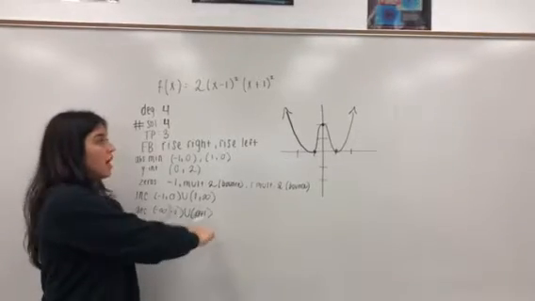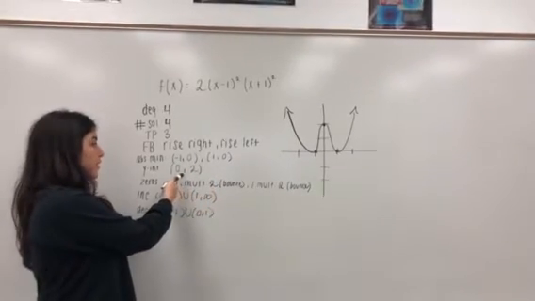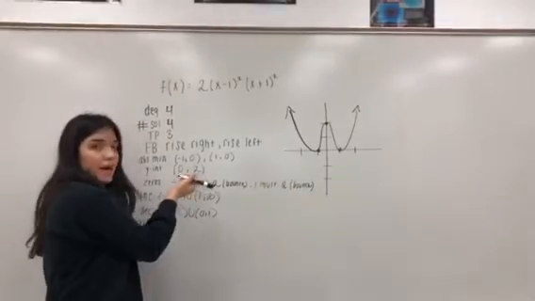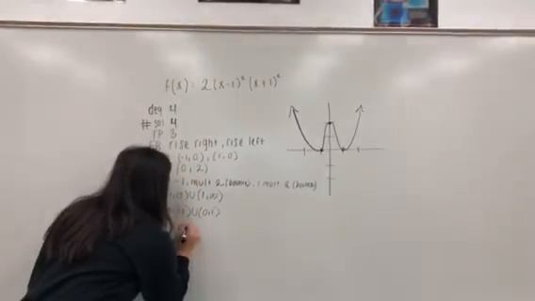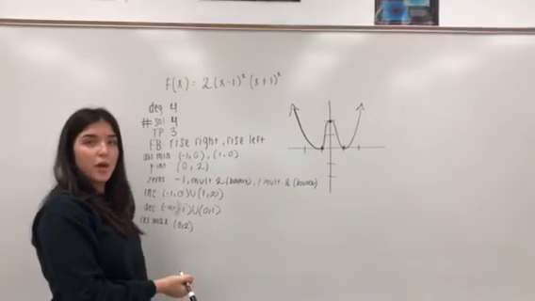Our relative max also happens to be our y-intercept, which we already figured out by making x 0. So the relative max is going to be 0, 2. And that's our polynomial function.